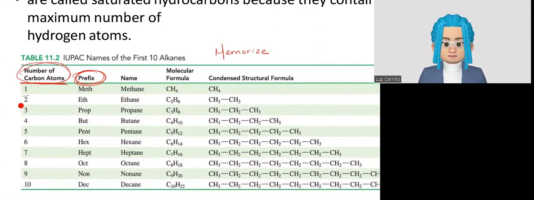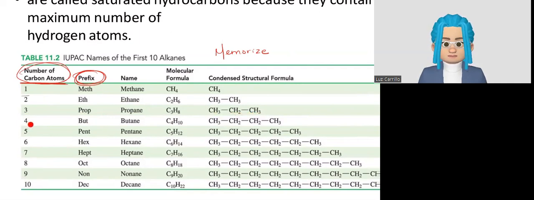If you have two carbon atoms in your longest continuous chain of carbons, the prefix is eth. And if we're talking about an alkane, this is ethane. And you can see that this is the structural formula for it. If you have three carbon atoms, the prefix is prop. The name of the alkane will be propane. This is the condensed structural formula.